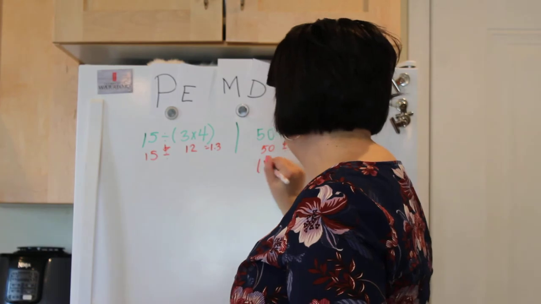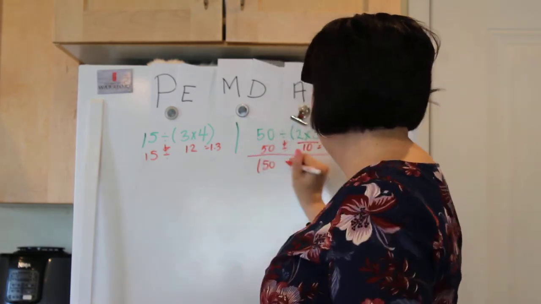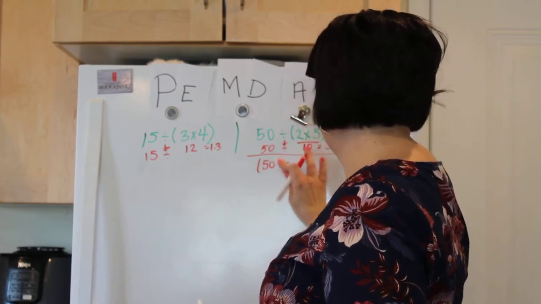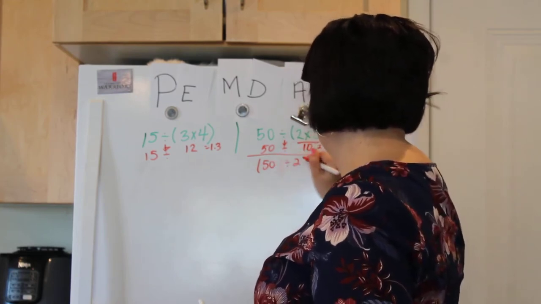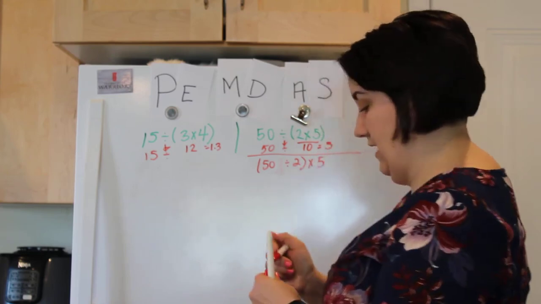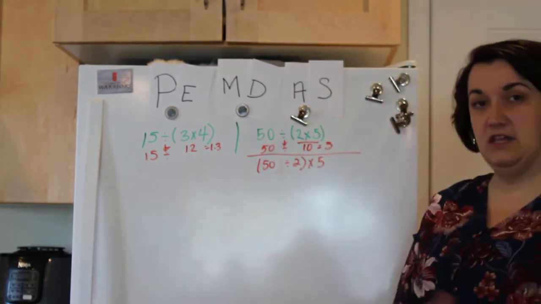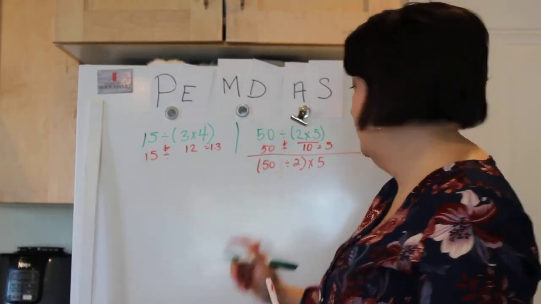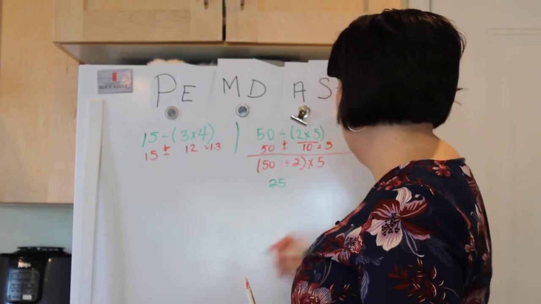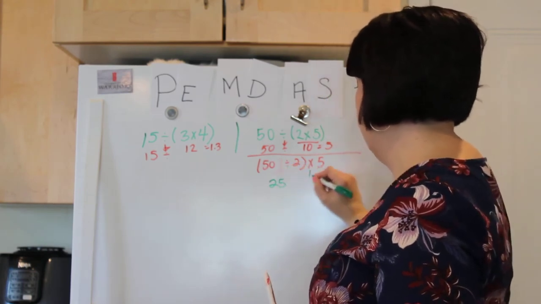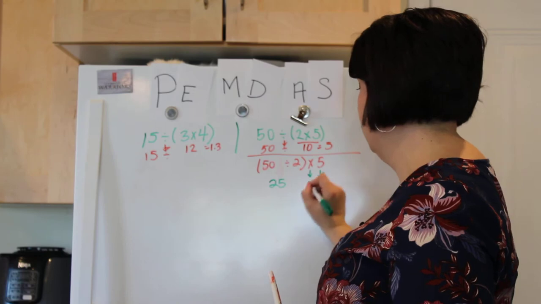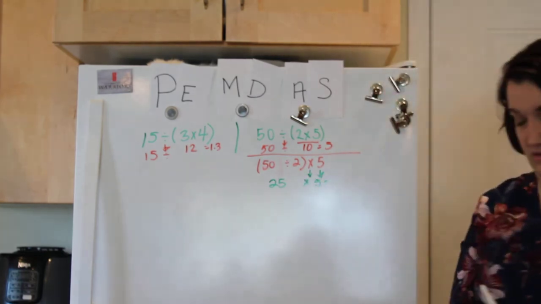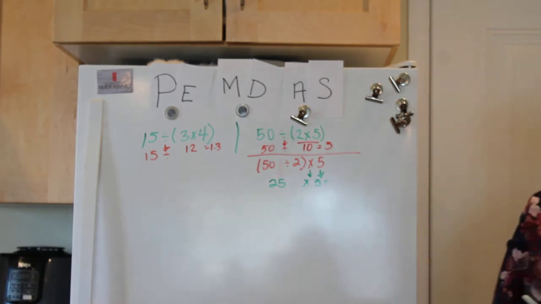Let's do 50. Oh, nope, I'm getting ahead of myself. 50 divided by 2 times 5. Okay. So, again, what are we starting with? The parentheses. And what is 50 divided by 2? That's right, it's 25. All right, so we did that. So now we bring down the multiplication, right, the x. And so 25 times 5. Do you guys know what that one is?